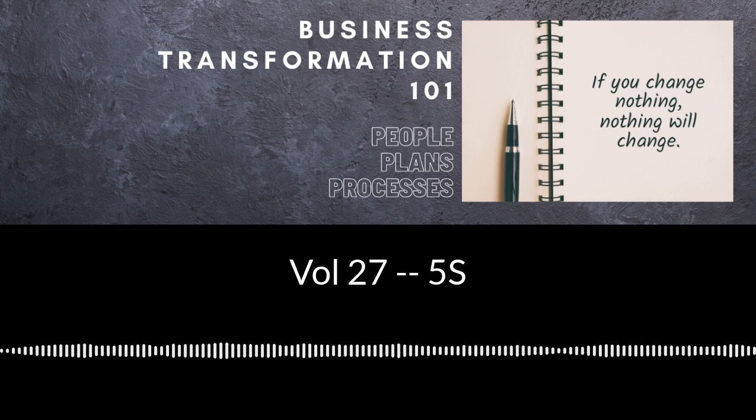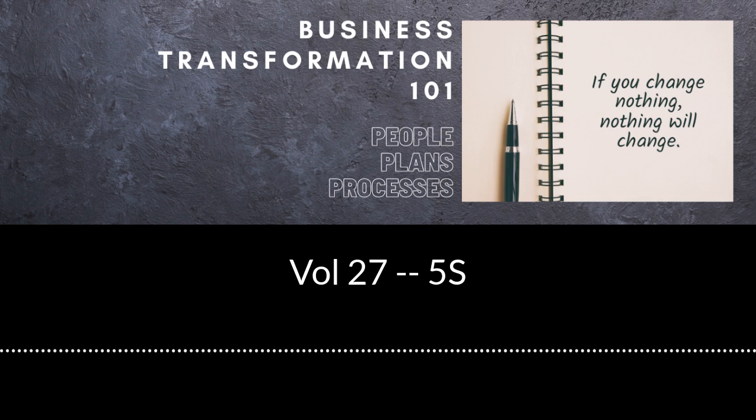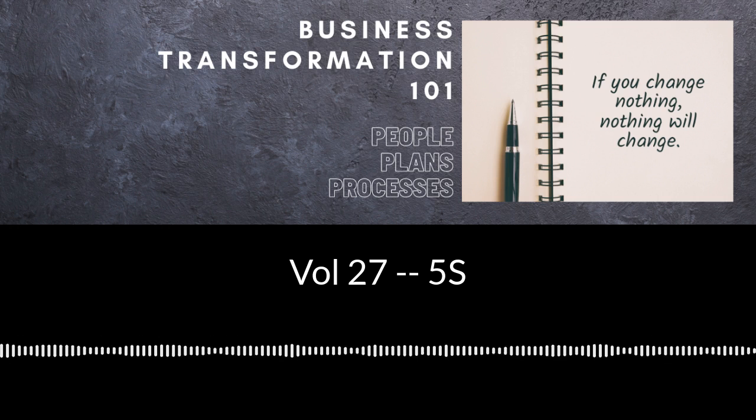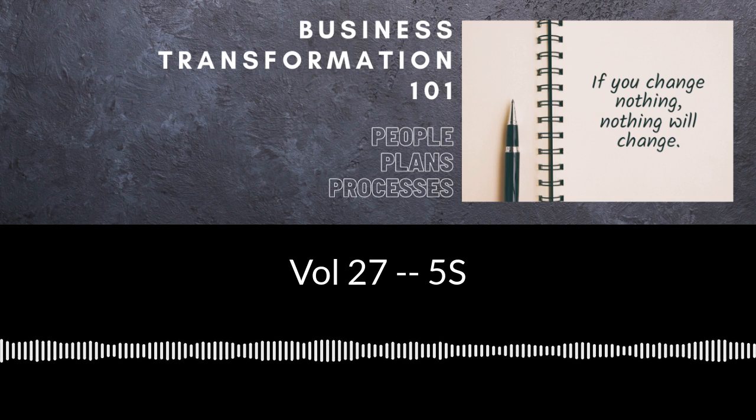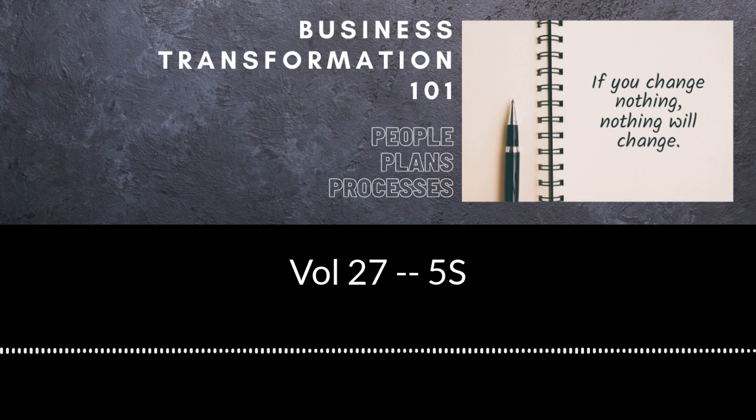In the sort phase, the team needs to be hard-nosed in segregating necessary from unnecessary items and materials, and ensuring the unnecessary items or materials are removed from the area and dispositioned as appropriate. The standardize and sustain phases are critical to maintaining the improvements gained.